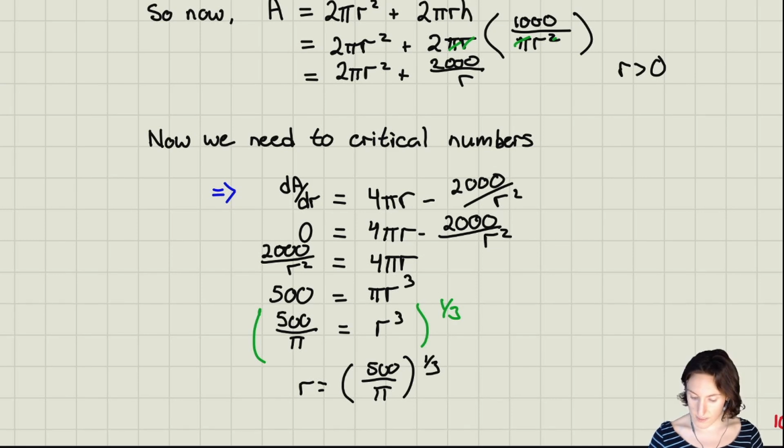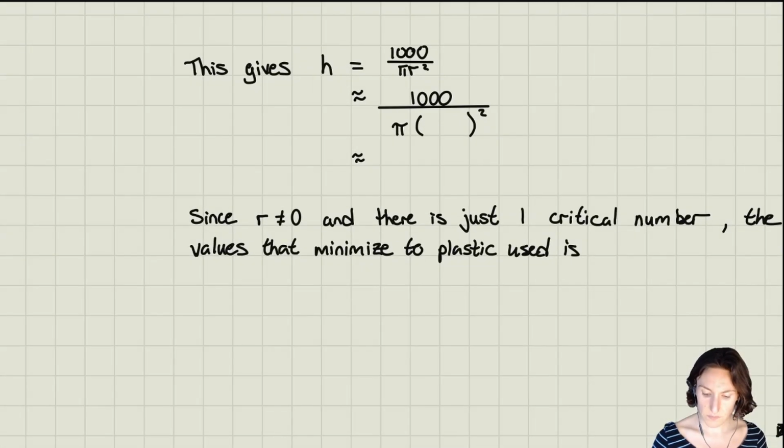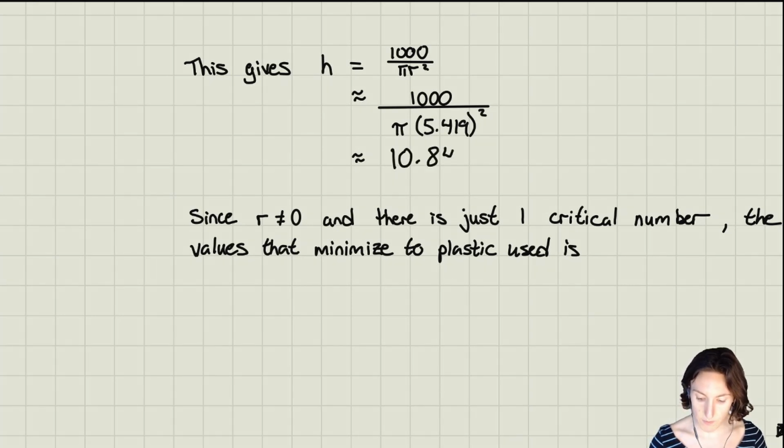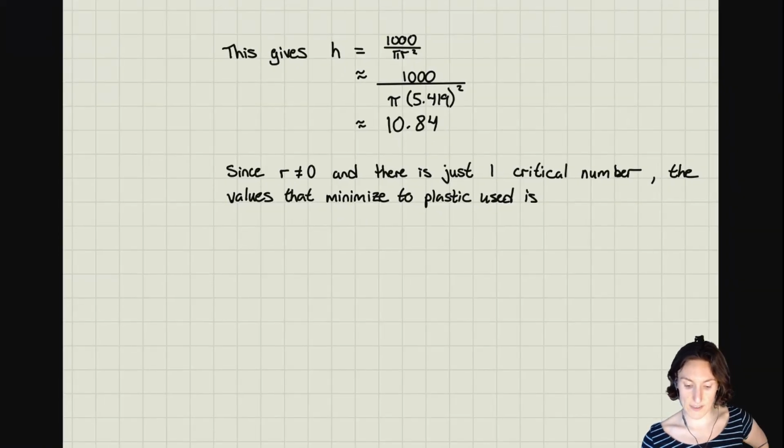Roughly, what is this equal to? If you plug it into a calculator, you'll get 5.419. Okay, so that's our r. And that will tell us what the best height would be, or what the height corresponds to when we find this critical number. I just have to plug it back into there. We are going to do the approximation just because it's nicer to write down. If I want you to make it exact, I will tell you. Otherwise this is fine. If you plug this into a calculator, you get approximately 10.84. So the height is roughly twice that of the radius.